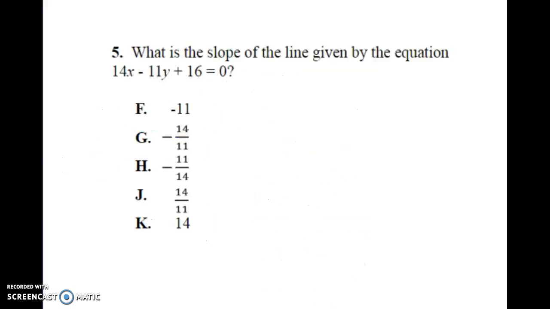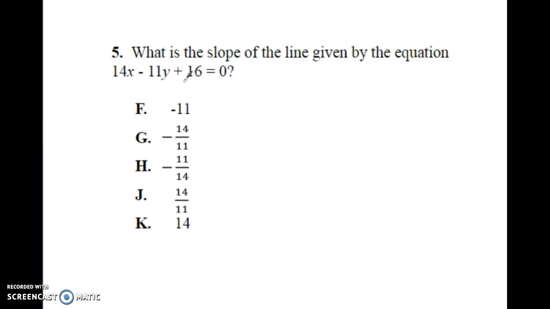And then finally, the last question, what is the slope of the line given by the equation 14x minus 11y plus 16 equals 0? So what you have is a linear equation in general form. Some people might call it standard form. And to see the slope, you probably want to get your equation into slope-intercept form, which means y has been isolated, or y is by itself.